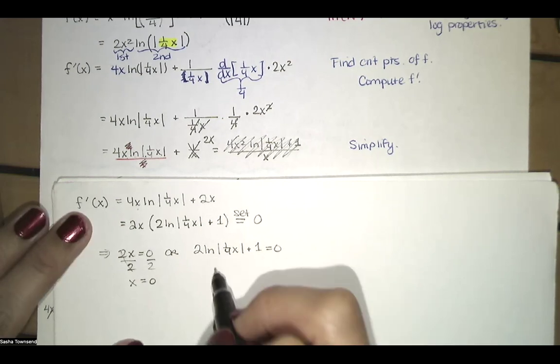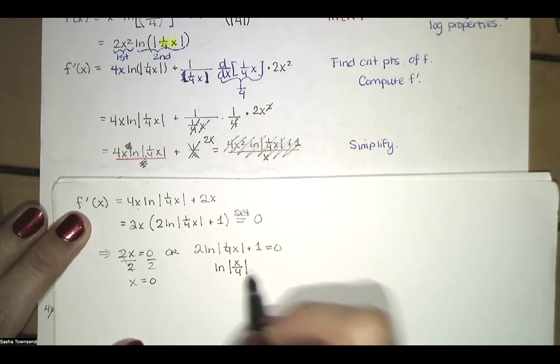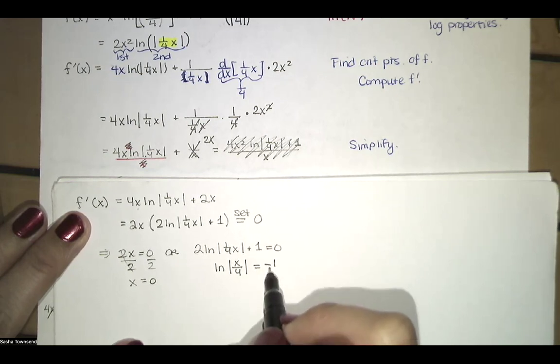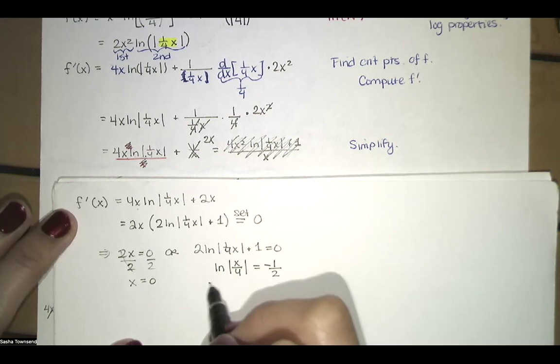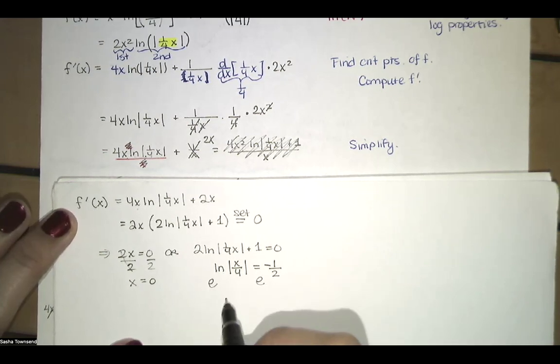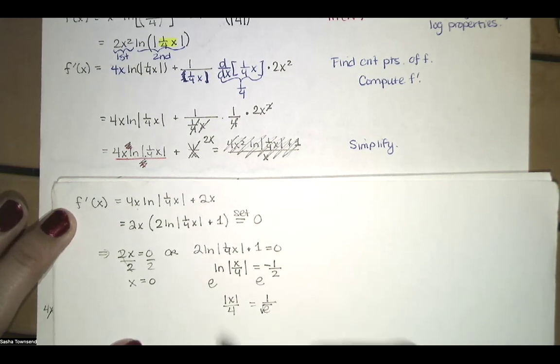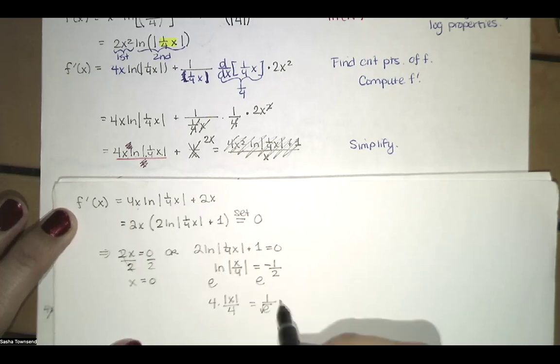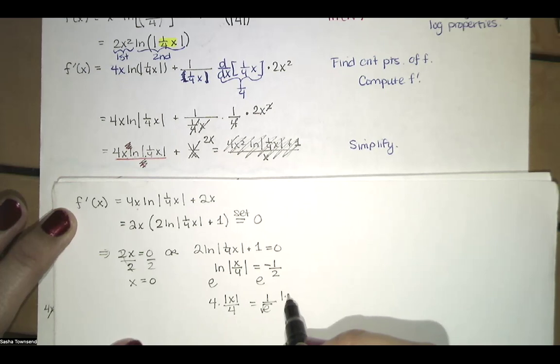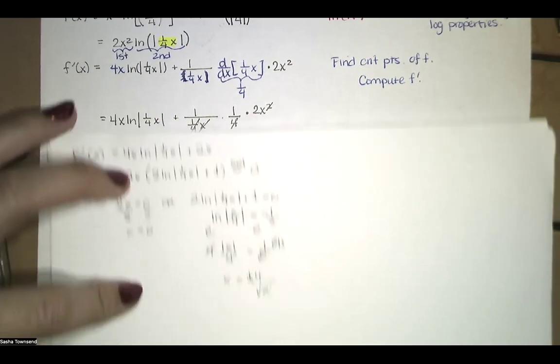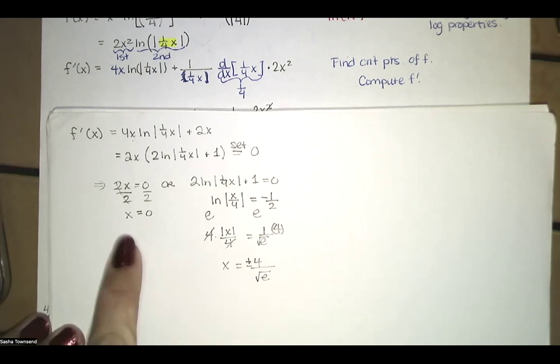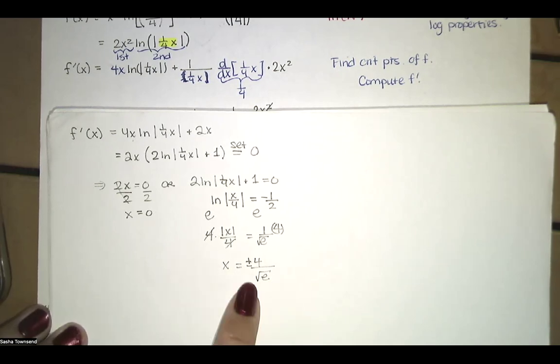And then from this equation, we have natural log of the absolute value of x divided by 4 equals, subtract 1 from both sides, divide by 2, negative 1/2. And then to get rid of the log, we exponentiate. So we have the absolute value of x divided by 4 is 1 divided by square root of e. And then multiply both sides by 4 to get the absolute value of x by itself. If the absolute value of x is 4 divided by the square root of e, then x must be plus or minus 4 divided by the square root of e. Okay, now that's looking a lot better. That's looking a lot more like our graph.